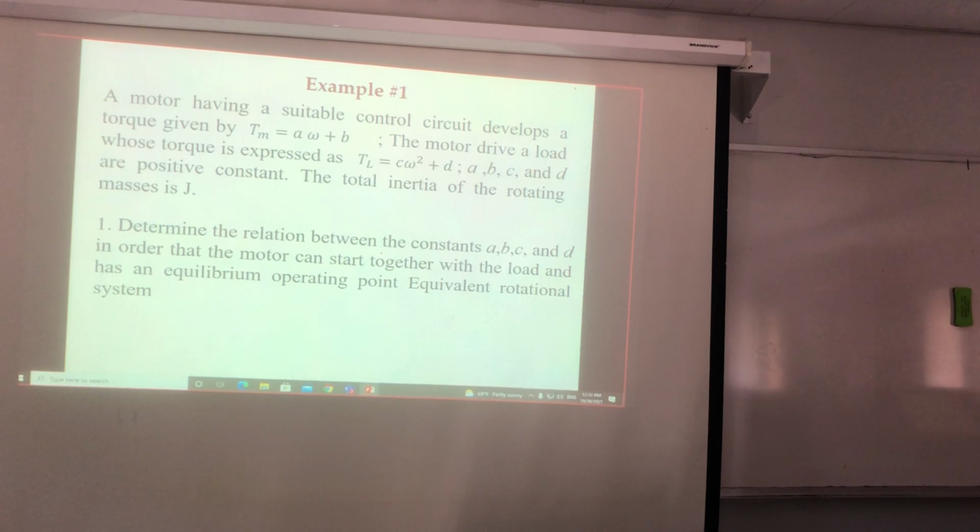The total moment of the rotating masses is J. The first one. Yazid, read the first one. Determine the relation between the constants A, B, C, and D in order that the motor can start together with the load and has an equilibrium operating point, equivalent rotational system.